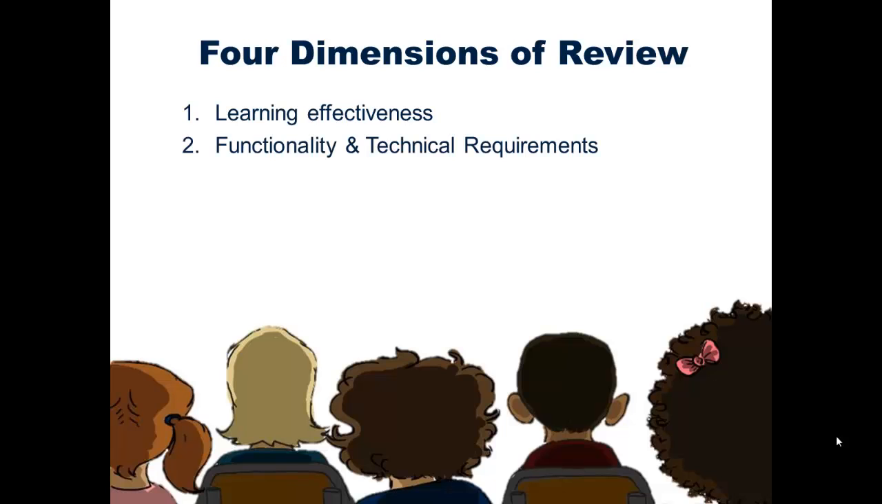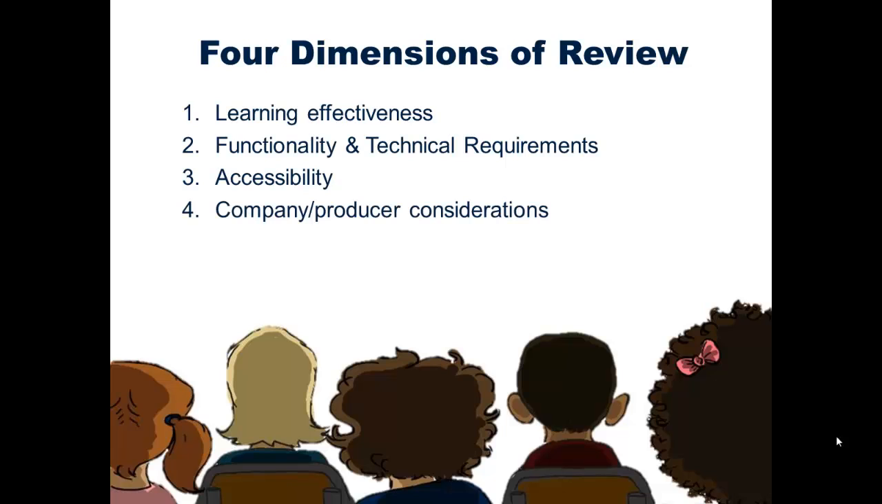The second dimension is functionality and technical requirements. This is where we want to talk about the actual usability of the technology and what's required in order to run the technology for use in my class. The third dimension is accessibility. This covers everything from ensuring all students have equal or relevant access to the technology, as well as protecting students' identities in the particular technologies or trends that you may be wanting to utilize.